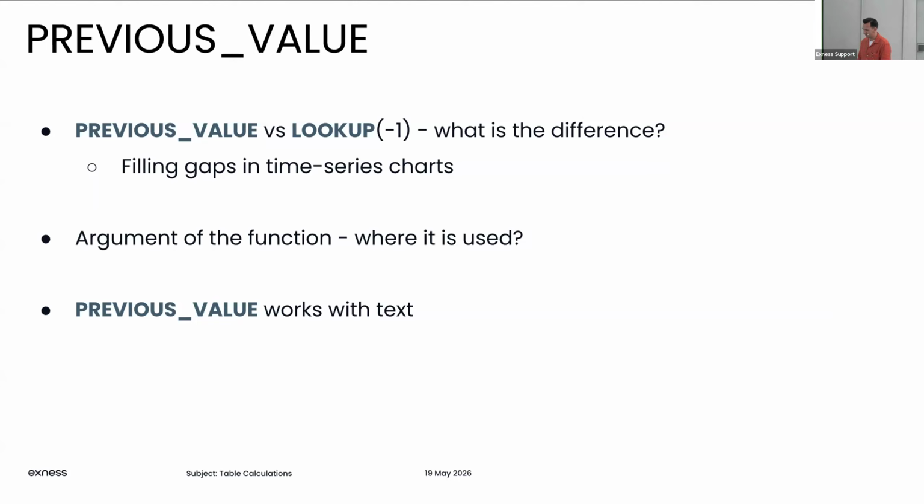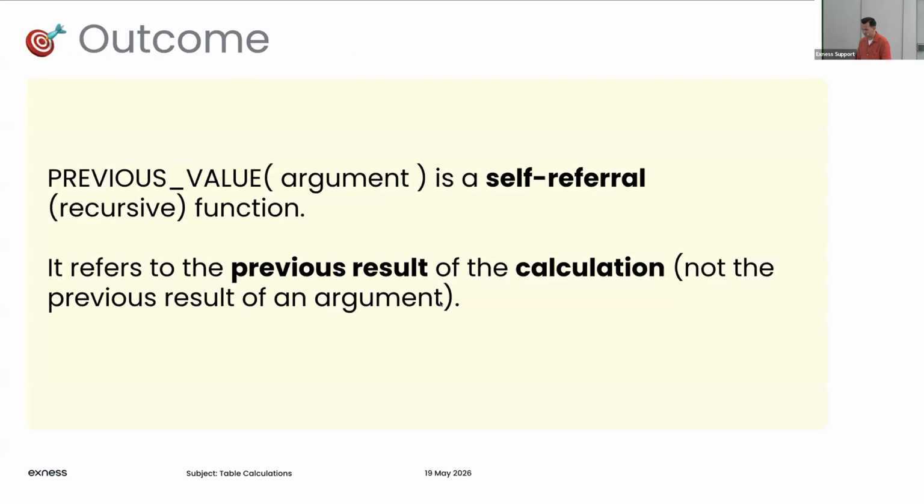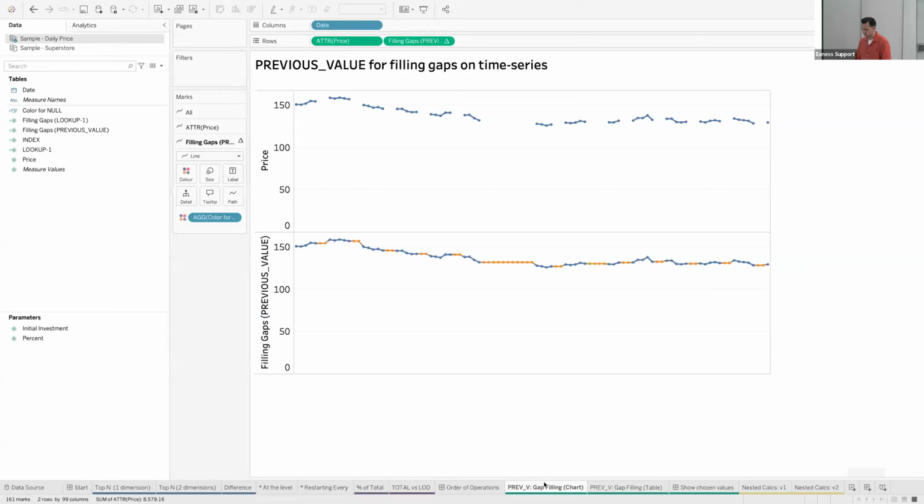The best way, I think, is to compare it with lookup -1, but we should understand previous value of what. And also I will show you one example illustrating that previous value works with text well. And this is really funny. Sometimes I use it. Maybe it will be useful for you too. Okay, let's go back to Tableau.